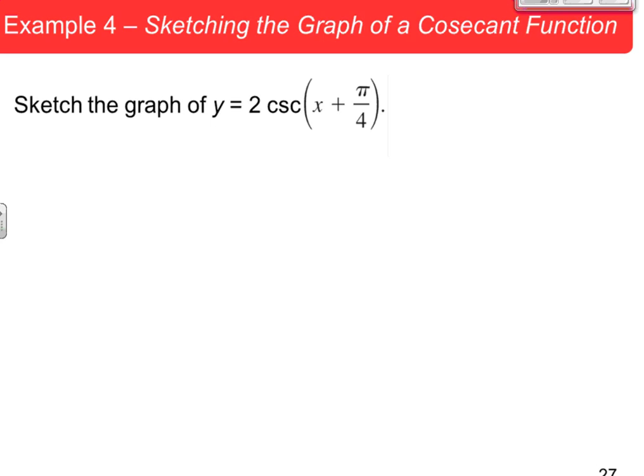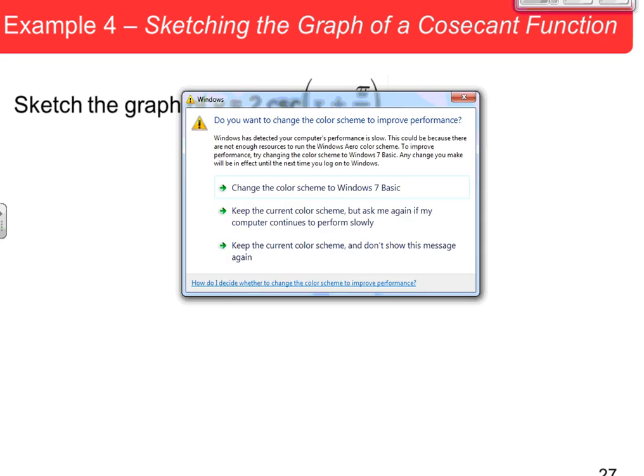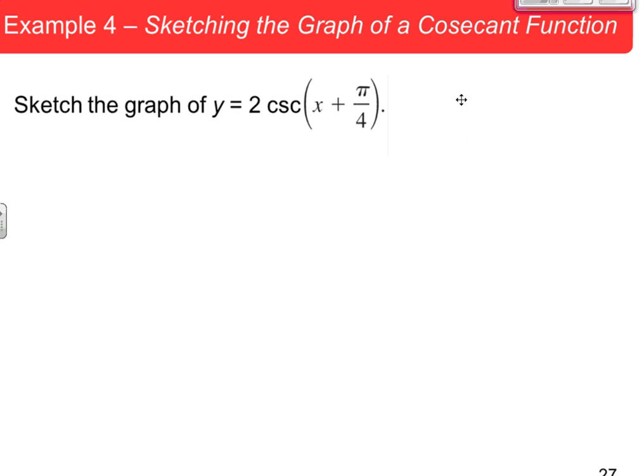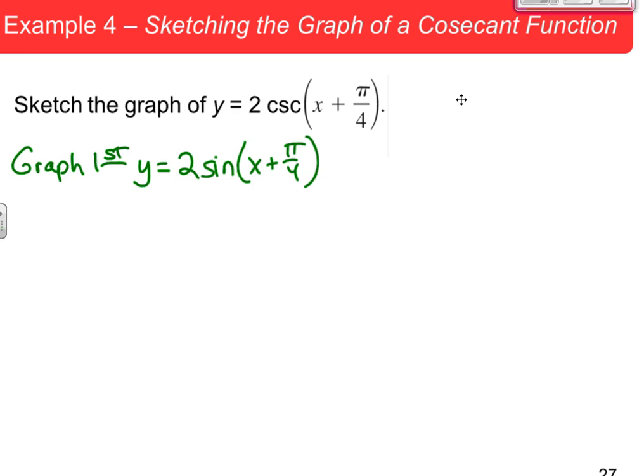Now we want to sketch something like the graph of y equals 2 cosecant of x plus pi/4. So my hint or my message to you is that we're going to graph first, instead of cosecant, the y equals 2 sine of x plus pi/4. So, we've been on this break. This is an excellent review of even graphing something with regard to sine.